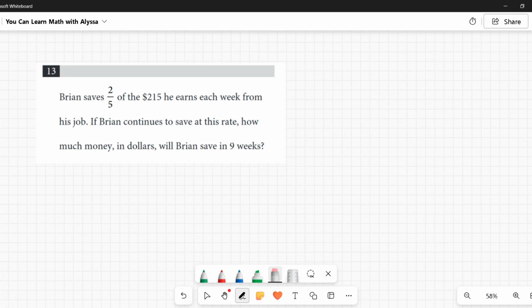Number 13, Brian saves 2/5 of the $215 he earns each week from his job. If Brian continues to save at this rate, how much money in dollars will Brian save in 9 weeks? You can do this in 2 parts, or you can do it all at once. Both will get you the same answer. So what you can do is you can say, what is 2/5?